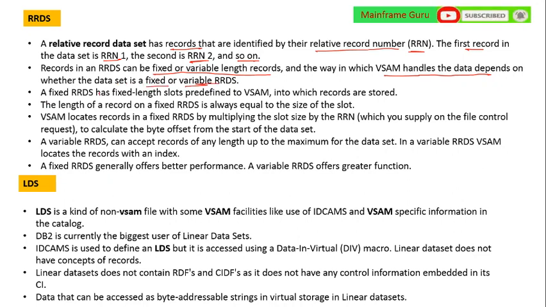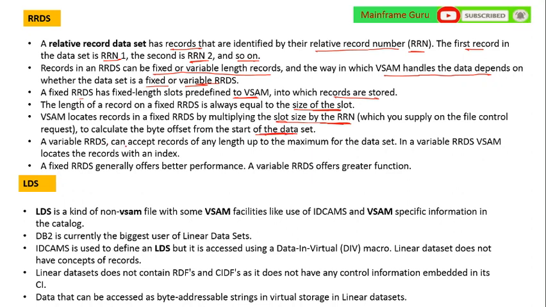Okay, a fixed RRDS has fixed length slots predefined to VSAM into which records are stored. The length of a record in a fixed RRDS is always equal to the size of the slot. VSAM locates records in a fixed RRDS by multiplying the slot size by the RRN to calculate the byte offset from the start of the dataset.